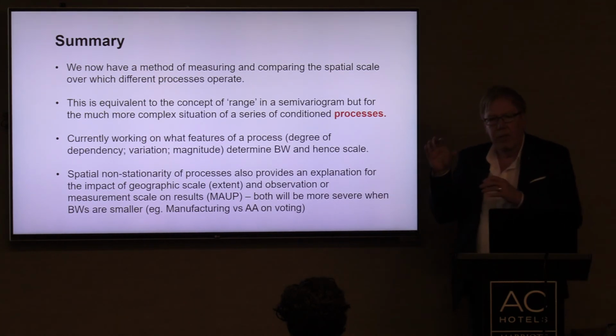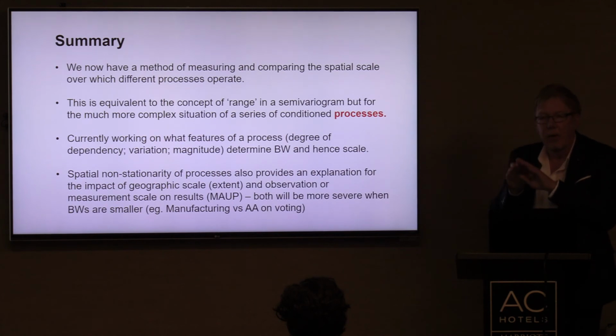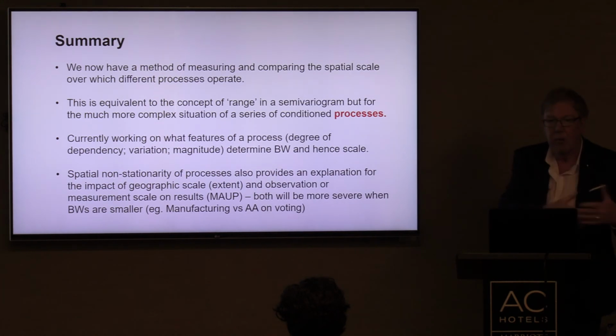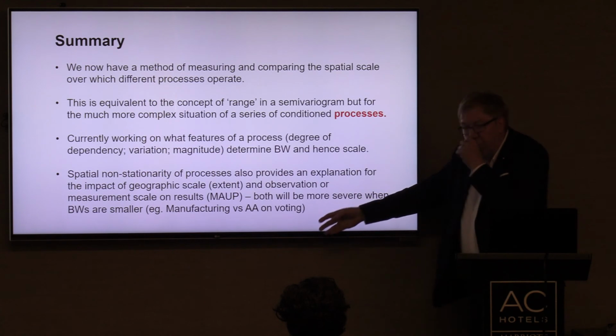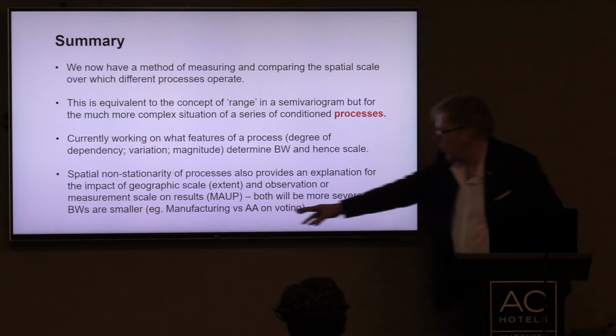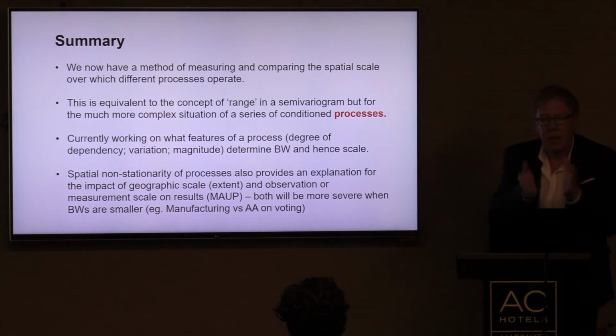Think about if the process were the same everywhere, it wouldn't matter how we dice and slice space. We'd get a similar result. But if the processes are spatially varying in a strong way, like the African American vote, for example, African American concentration on voting, when we dice and slice space differently, we're going to get different results. And that's the modifiable areal unit problem.